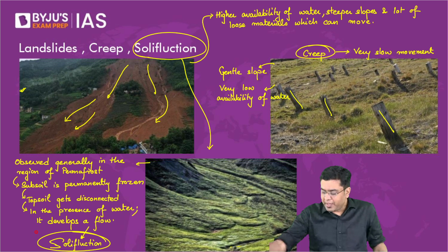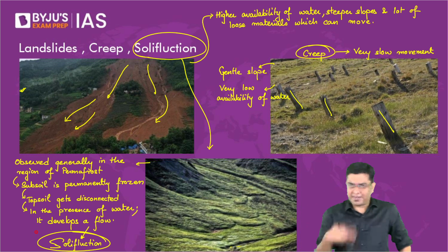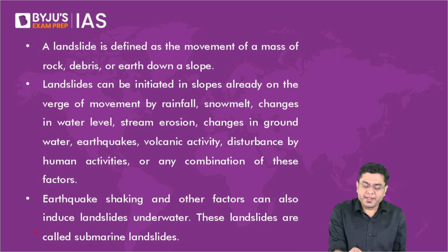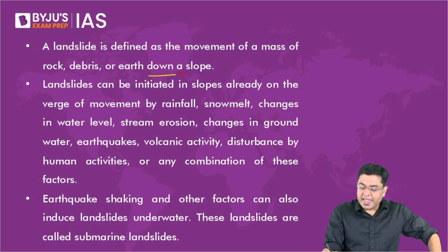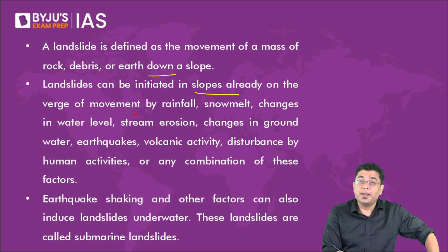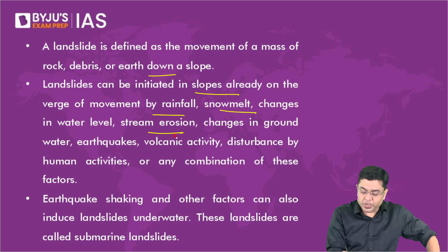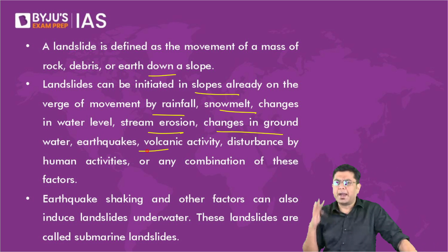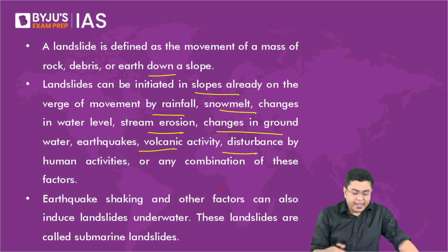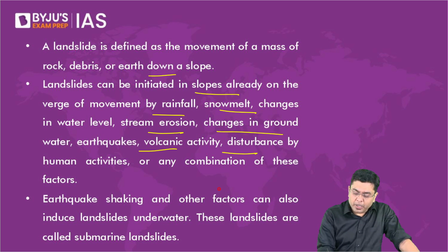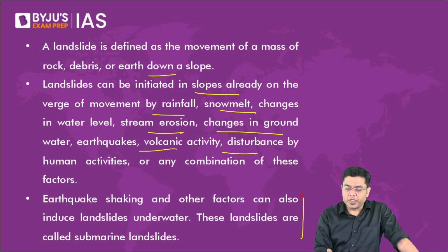Okay. However, I'll give you the written aspect of landslide, something which is very common. That is defined as the movement of a mass of rock, debris, or earth down the slope. They can be initiated in slopes already on the verge of movement by rainfall, snow melt, changes in the water level, stream erosion, that is impact of the river or the streams moving through that region, changes in groundwater, earthquake, volcanic activity, anything, even human activities. Earthquake and shaking of the ground surface can also end up initiating landslide. Okay.